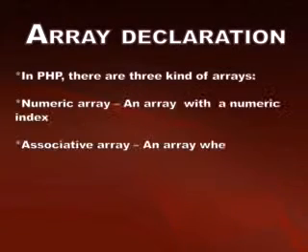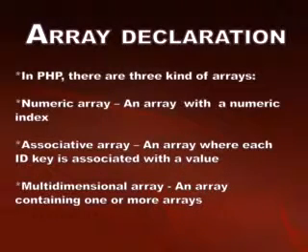An array is a special type of variable which can hold multiple values in one single variable. An array can hold all your variable values under a single name, and you can access the array elements by referring to the array name. Each element in an array has its own index, so each element can be easily accessed. In PHP, there are three types of array. They are numeric array, associative array, and multidimensional array.